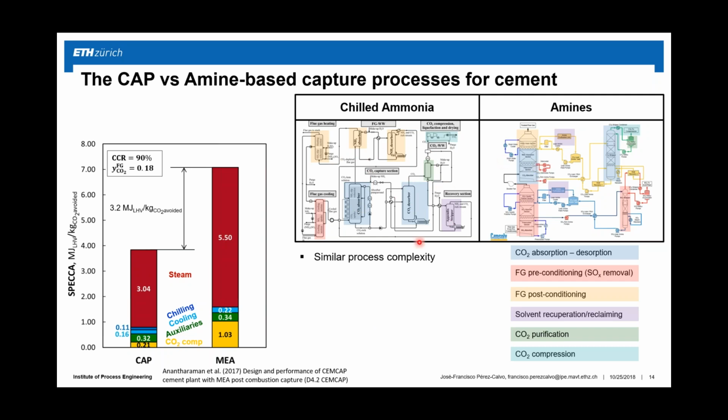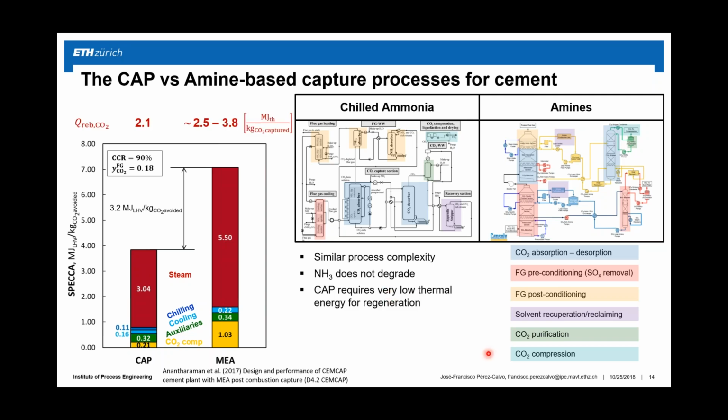This similar order of magnitude in terms of the complexity stems from the fact that, on the one hand, ammonia is more volatile than the amine, but on the other hand, ammonia does not degrade in the presence of impurities, while amines do. Consequently, in the case of the chilled ammonia process, we only have ammonia in the system, while in the case of the amines, we'll have the amine plus tens of degradation products, including ammonia.